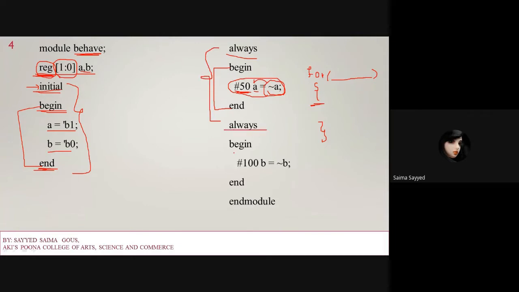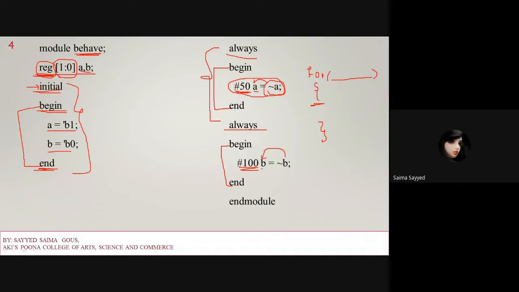Next always statement again starts with begin and ends with the end keyword. And here after 100 seconds, the inversion of b is stored in b.